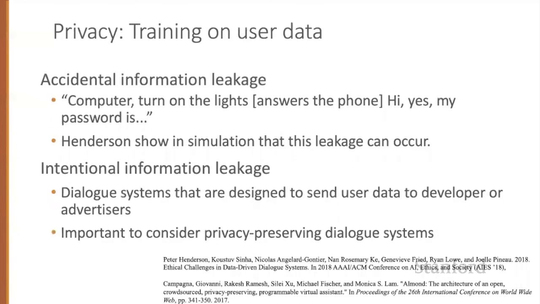Finally, privacy is important, especially for ubiquitous dialogue systems. Henderson et al. show that any dialogue system can have accidental leakage of things like passwords. And many dialogue systems have intentional information leakage by sending information to the corporate developer or advertisers. Campagna et al. show that it's possible to design privacy-preserving dialogue systems.